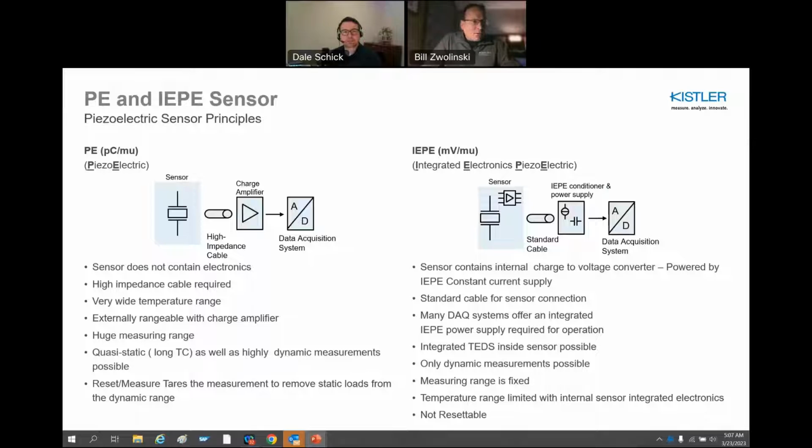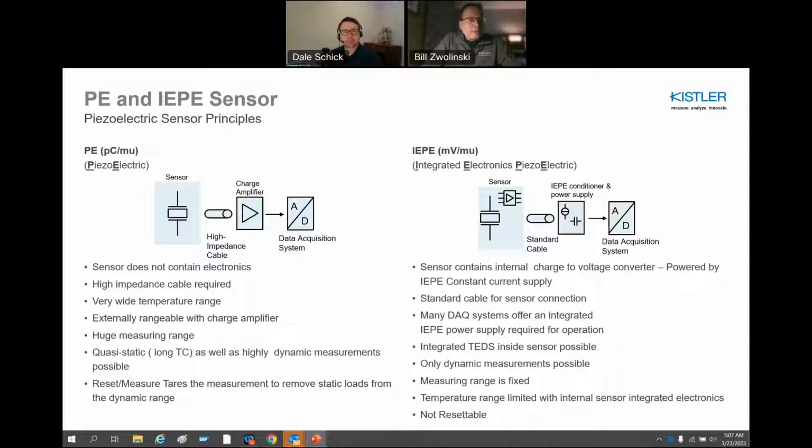So there's terminology with piezoelectrics, PE and IEPE. IEPE means integrated electronics piezoelectric. This means that there's electronics inside the sensor, so that you're basically limited. You have a fixed range, and you're basically a dynamic sensor at that point.